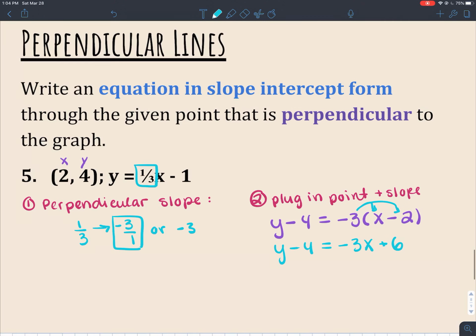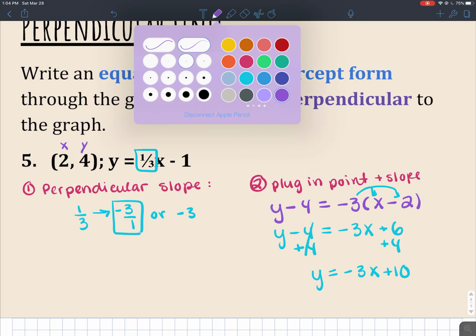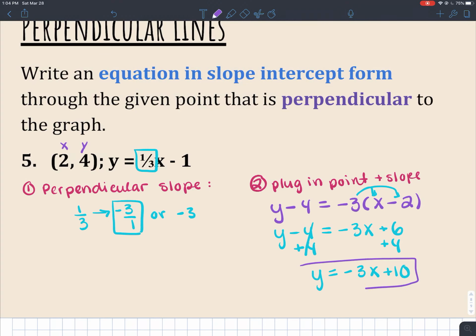And the only other thing we have to do for this is move the 4. So I'm going to add 4 to both sides. It cancels, and y is equal to -3x plus 10. And that is our final answer.